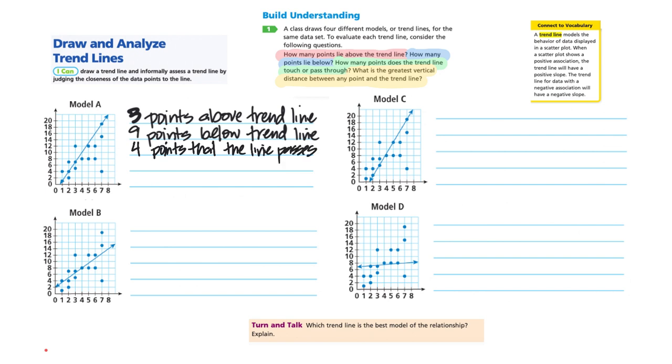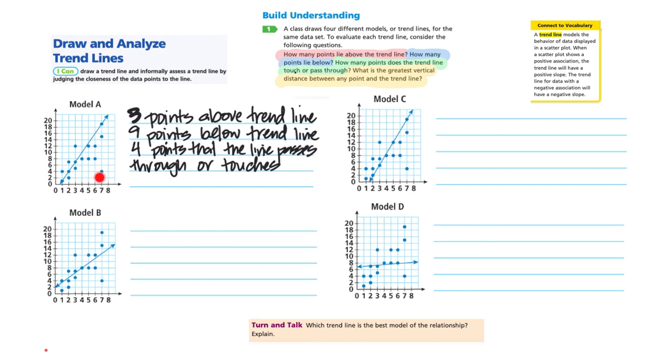That the line passes through. They also say the word touch, so you could include that in your description. And then the last question, what's the greatest vertical distance?